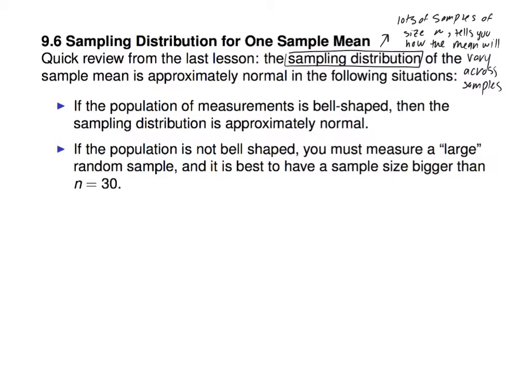So for example, if I repeatedly take groups of 20 UAF students and find their average weight, how much is that average going to vary among groups of 20? Does that idea make sense? As opposed to how much do the weights vary in a group of people? Okay, how much is the average going to vary across a group of a specific size? That's kind of the difference here between the other stuff we did.